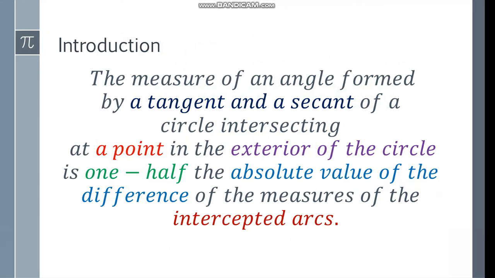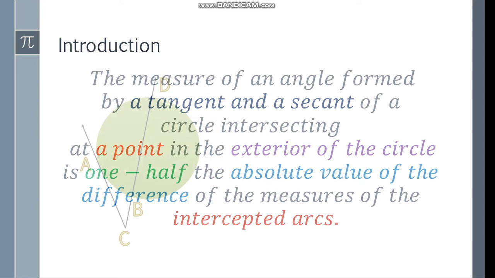The measure of an angle formed by a tangent and a secant of a circle intersecting at a point in the exterior of the circle is half of the absolute value of the difference of the measures of the intersected arcs. So let's just have an example.